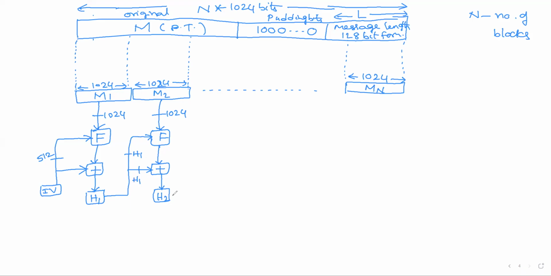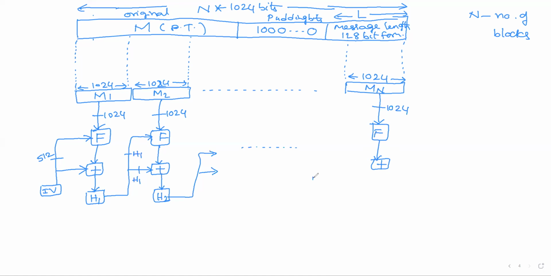Okay. So then this one will be given as input for the next round function and that addition modulo 2 power 64 operation. Same like that, if we continue, the last block, which is of 1024 bit size, will undergo the round function, round operations. After that, we'll apply the addition modulo 2 power 64 operation.